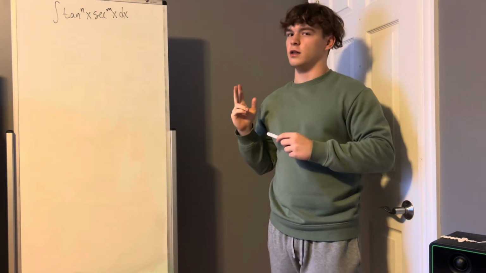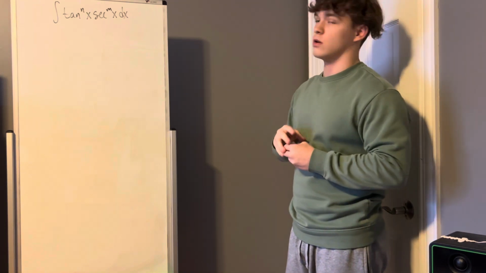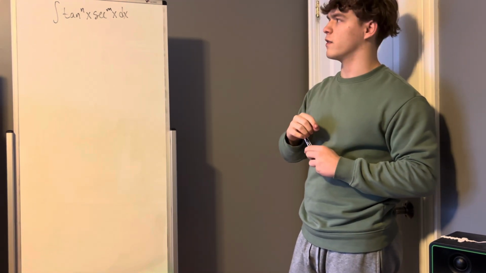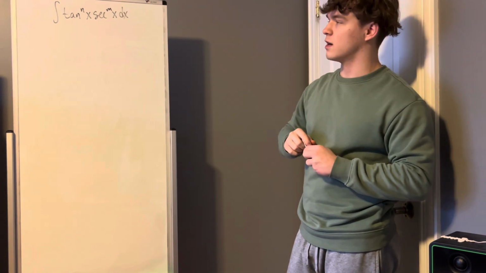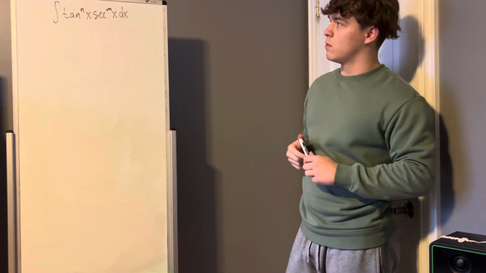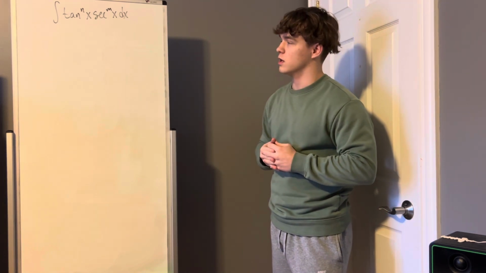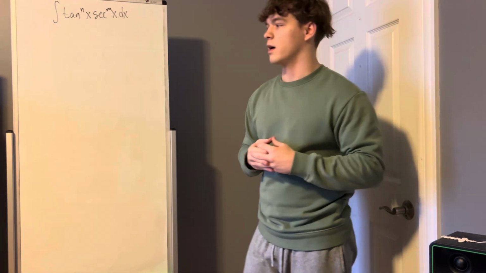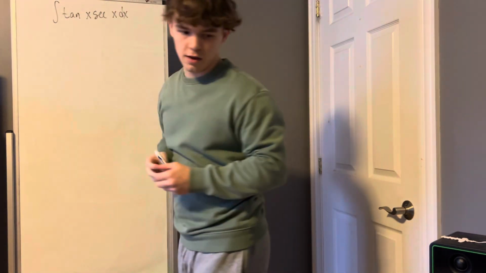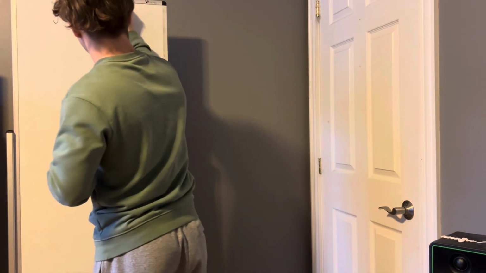Well, we know that the derivative of tan is secant squared of x, and the derivative of secant is tan x secant x. So we have another two different types of substitution we could use here. So let's hop into an example. Let's replace these with just a 1 on the tan and a 2 on the secant.